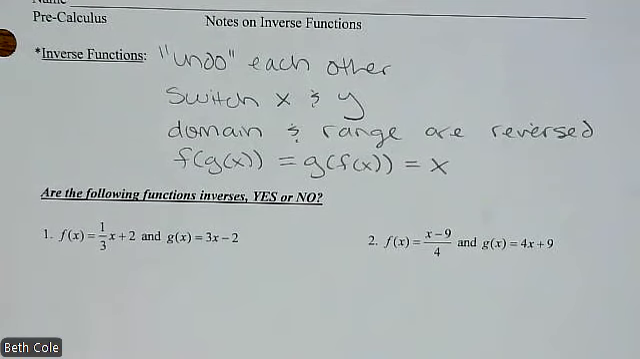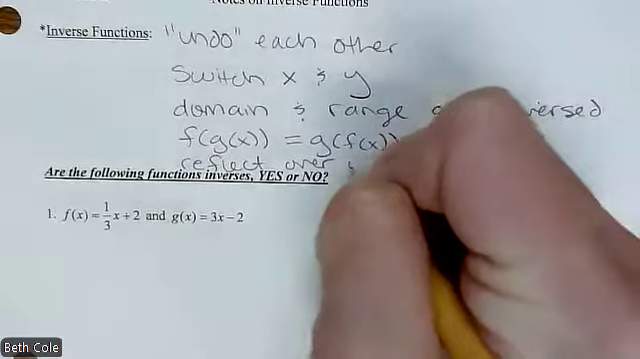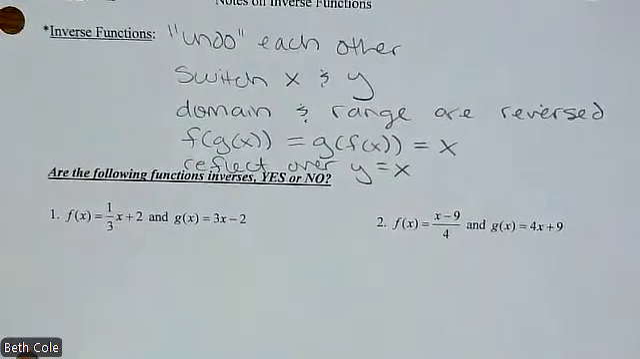And then lastly, if you're going to graph them, which you can see we have some grids here, they reflect over the line y equals x. I wrote too big, so that kind of got squished in there. I'm sorry. They reflect over the line y equals x.